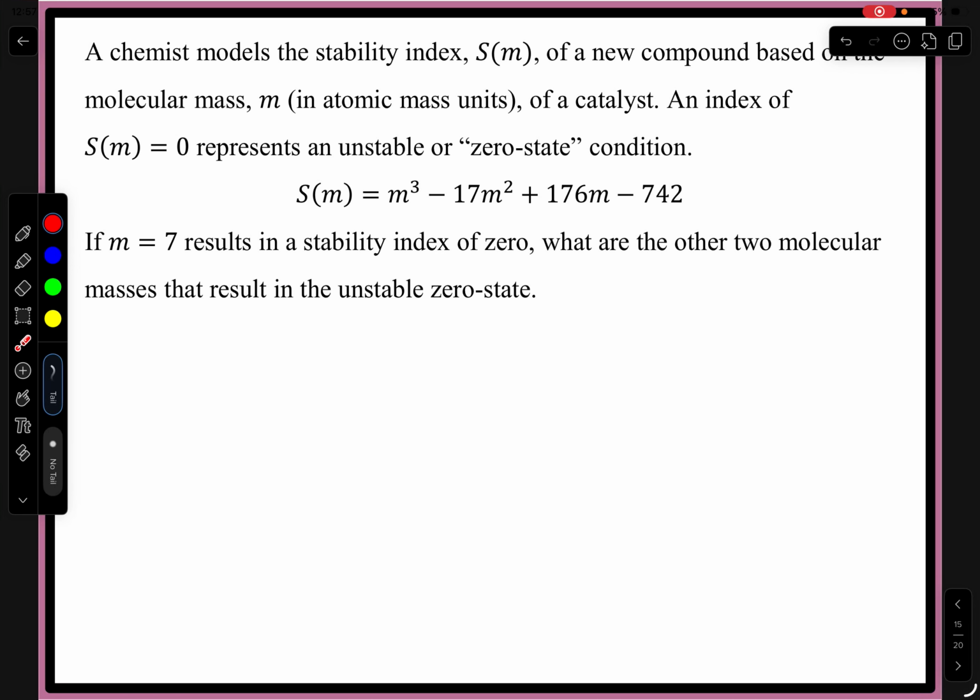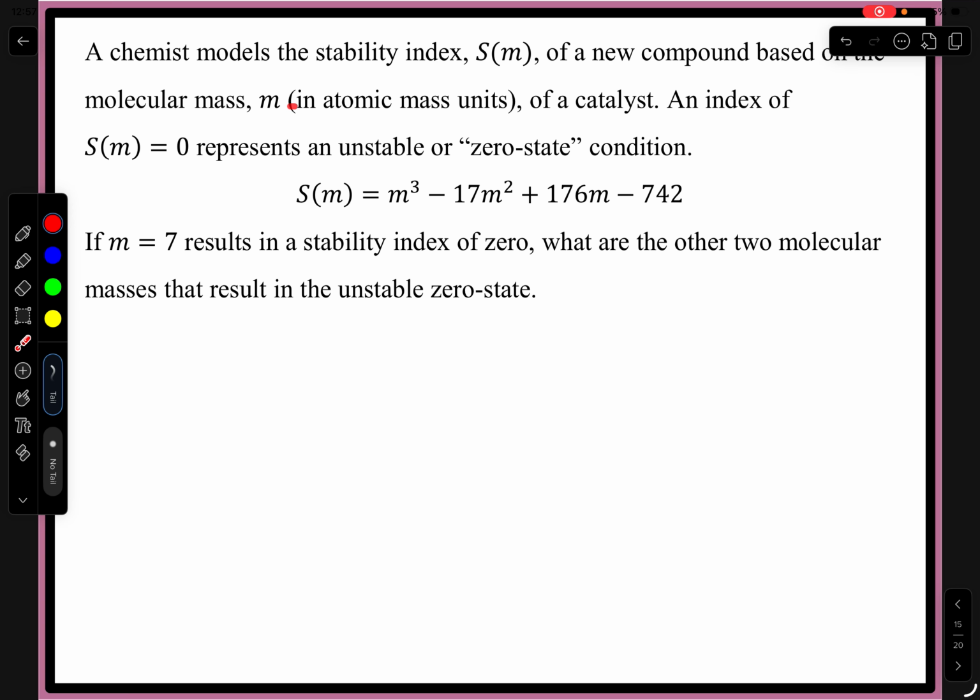In this example, a chemist models the stability index S of M of a new compound based on the molecular mass of a catalyst. An index S of M equals 0 represents an unstable or zero state condition. Now, M equals 7 results in a stability index of 0. What are the other two molecular masses that result in the exact same thing?